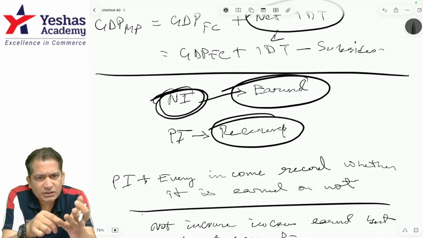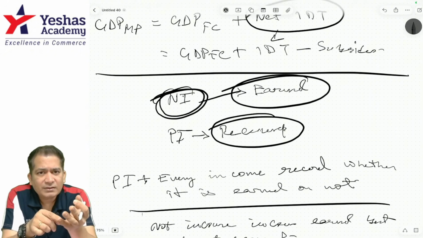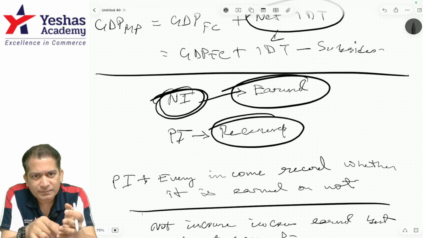Workmen's compensation, earned but not received, is added. Charity and donation, received but not earned, will not be added. Personal income will be added. Dividend, unclaimed or undistributed dividend, you will receive it later on. Have you earned it? Yes, so it is added to national income.